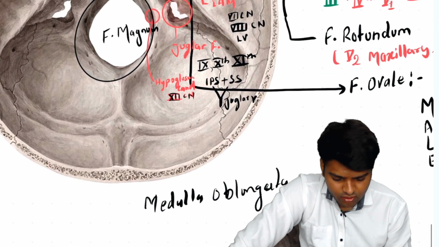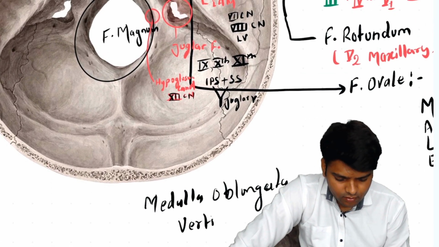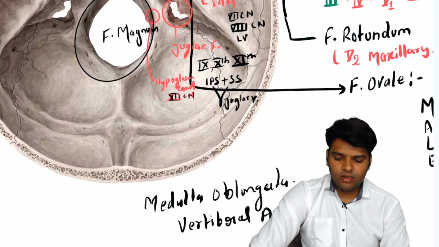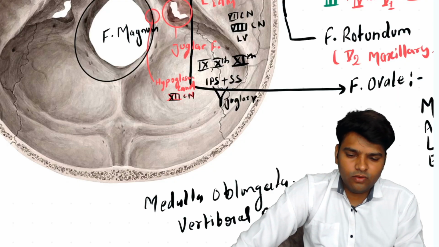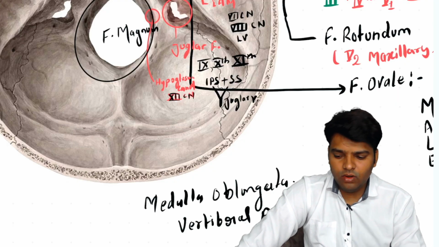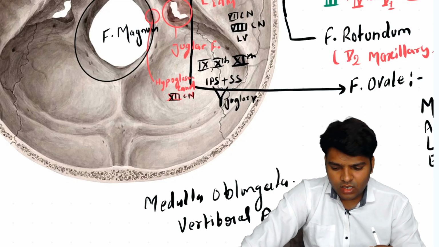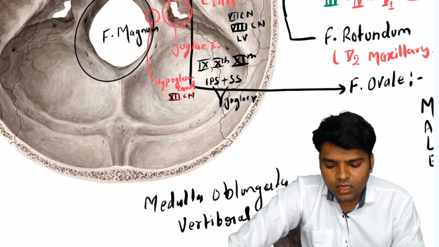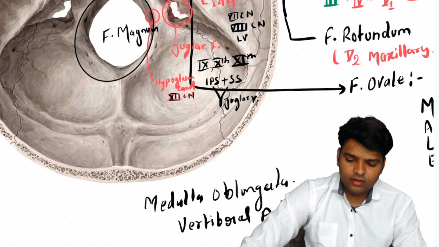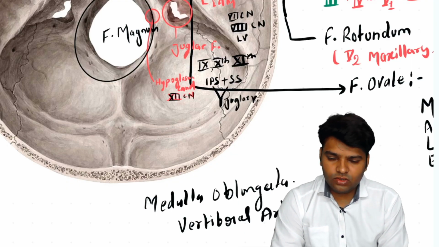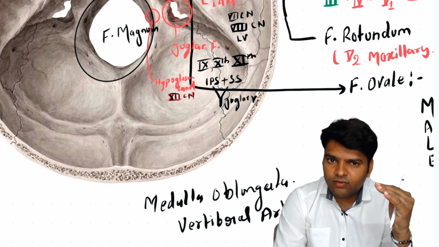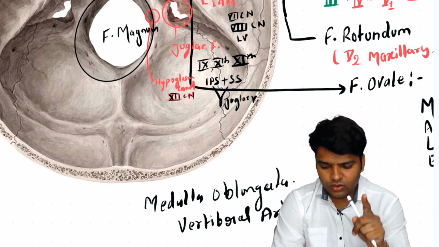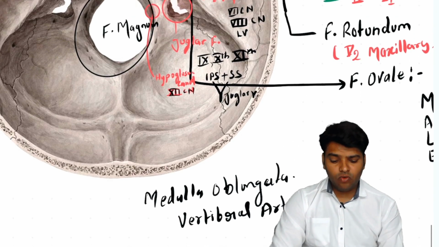So here I will also write the vertebral artery. The vertebral artery is also passing through the foramen magnum along with the medulla oblongata, and the medulla oblongata with two branches, anterior and posterior spinal artery. Again I want to tell you, the spinal cord starts from C1 and does not pass through the foramen magnum. But I want to tell you one more structure also.